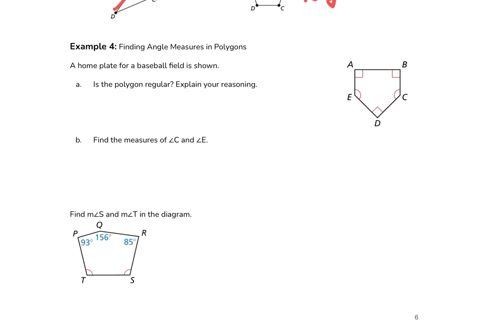Okay, on this one here, home plate on a baseball or softball field. Is the polygon regular? Explain your reasoning, okay? So I look at A, B, and D. A, B, and D are what kind of angles? Right angles, okay? Are E and C right angles? No, they look like they're obtuse angles, right? We don't know the actual measure of them, but they don't look to be right, okay? And so is this regular? And we would say no. And not all angles are congruent.